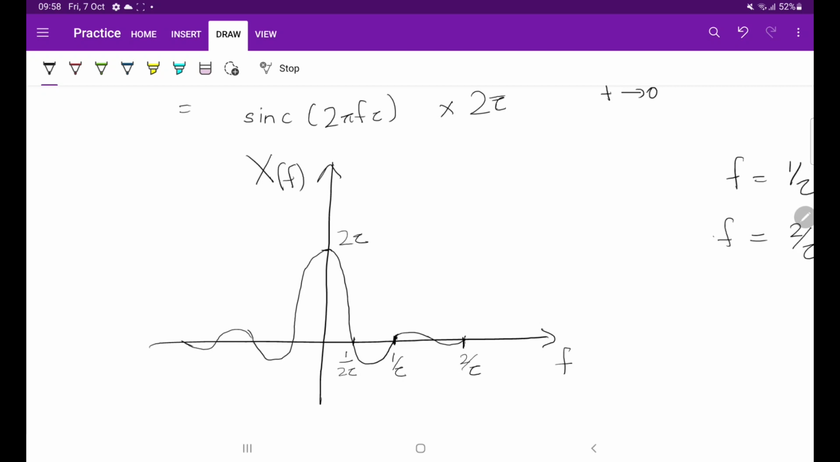If you do so, you are going to get a graph like this, a symmetry graph, and you can see that it's going to get the value of 0 again and again, and it's going to be like this. So that's the important thing.